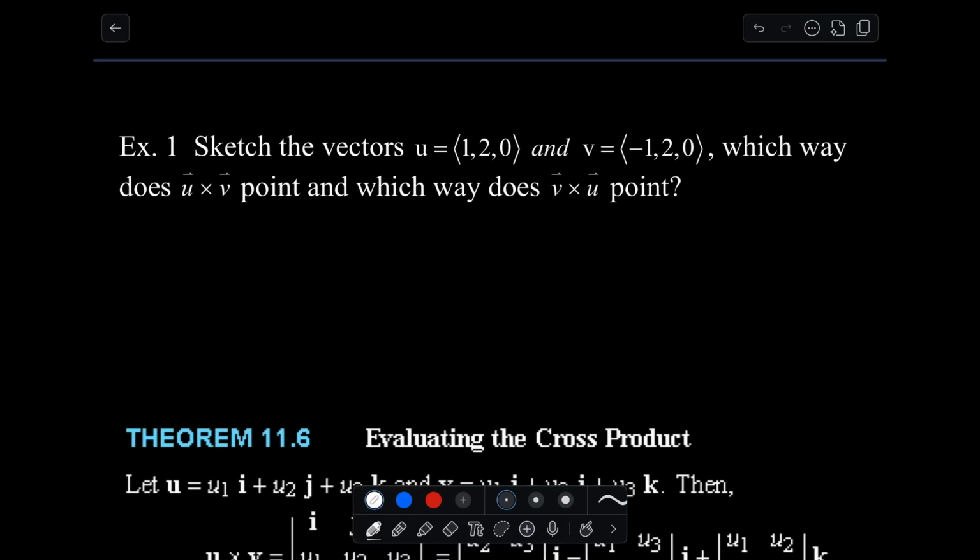And for example 1, we want to sketch the vectors u equals <1, 2, 0> and v equals <-1, 2, 0>. Which way does u cross v point, and which way does v cross u point? So this is something we were getting at a little bit earlier with the right-hand rule, and you can apply that in this example, right? So we can draw out the sketch real quick.